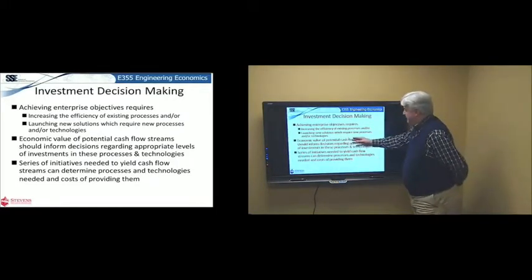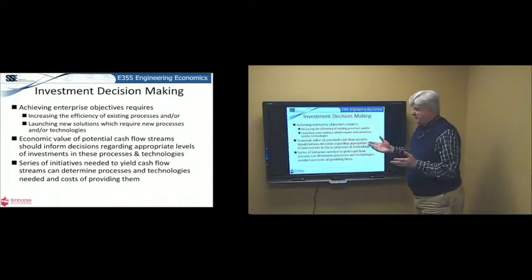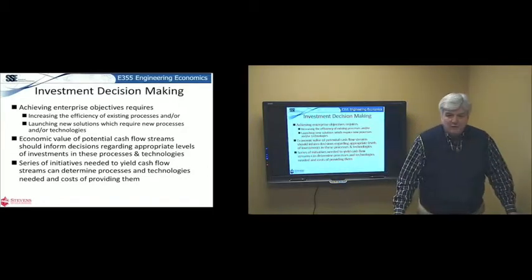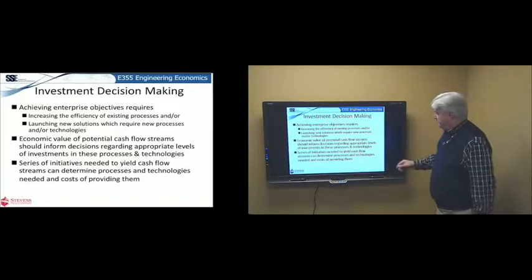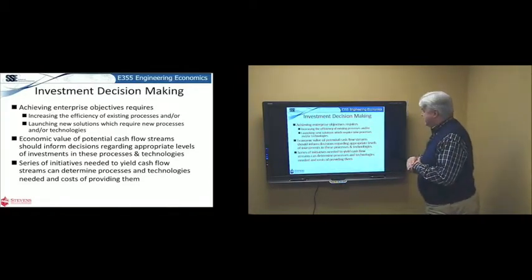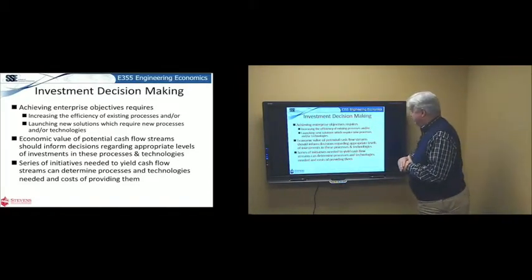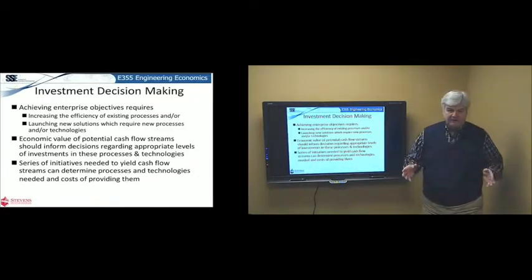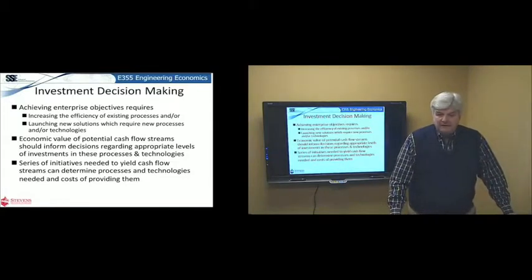The economic value of potential cash flows associated with either of these should inform the decisions regarding appropriate levels of investments. So the returns you can potentially get from either of these investments ought to inform how much you're willing to invest in pursuing these two paths. And the series of initiatives needed to yield these cash flow streams can determine the processes and technologies needed and the cost of providing them. So that's the overall problem we're looking at. How does a company decide between these two major investments or a mix of the two?